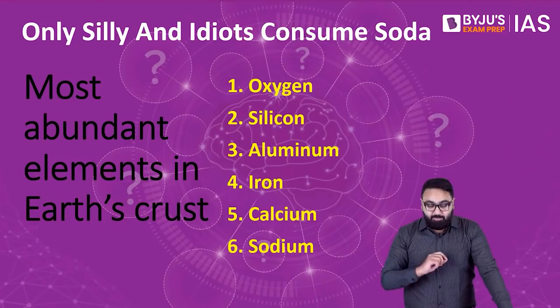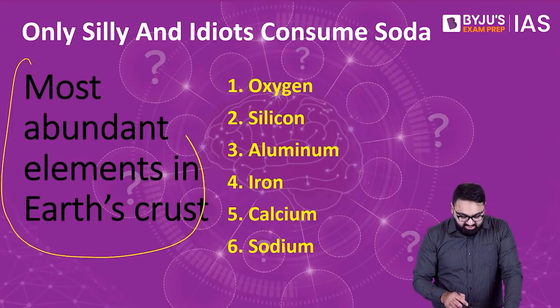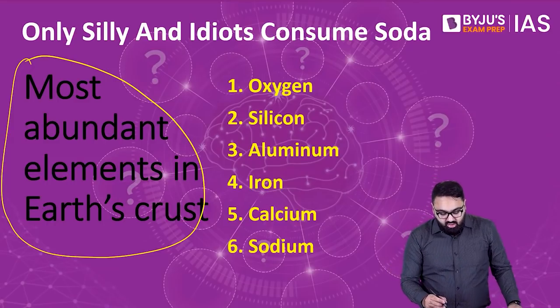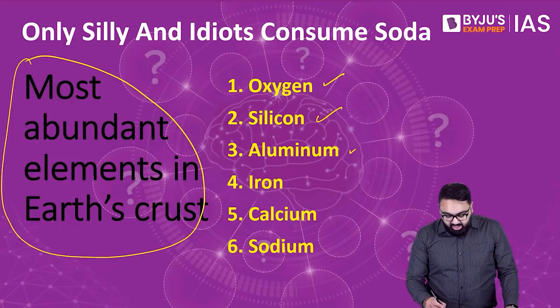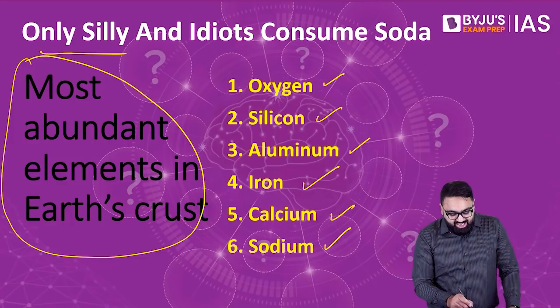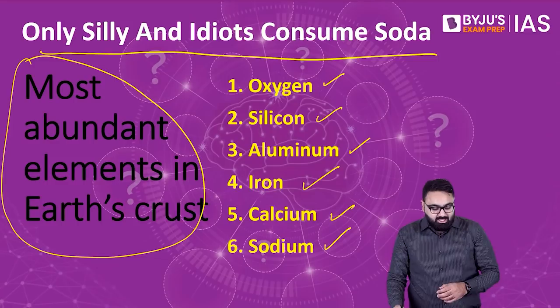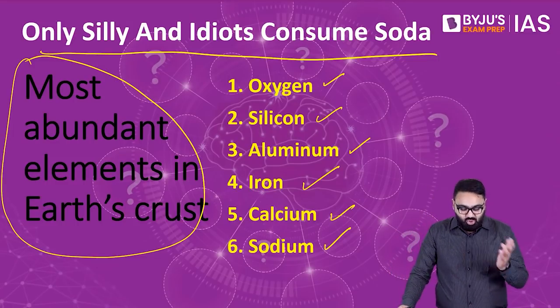The last one for this episode is the most abundant elements in the Earth's crust. Again, the most abundant elements, so we are going in a decreasing order. Oxygen present in biggest quantity, then we have silicon, aluminium, iron, calcium, and soda. Remember a very simple phrase for this, that is, only silly and idiots consume soda. Soda, which in the US is also the name given to cold drinks. So only silly and idiots consume soda. Don't take it to heart. I myself do have a lot of cold drinks.